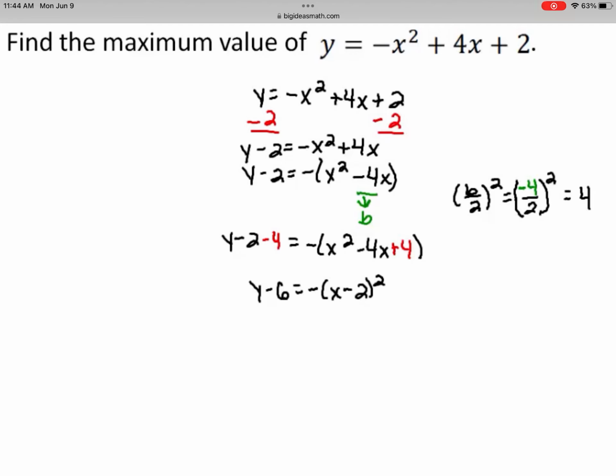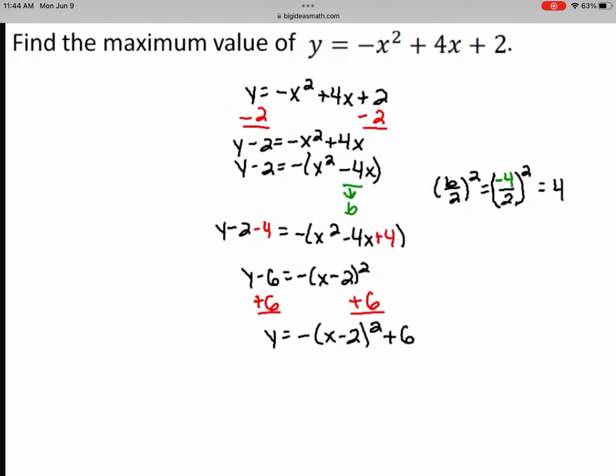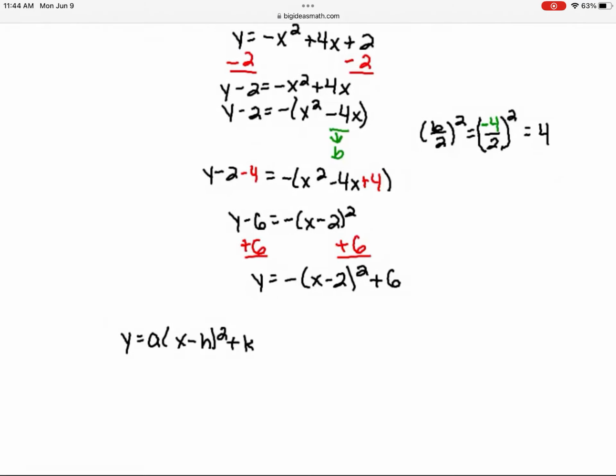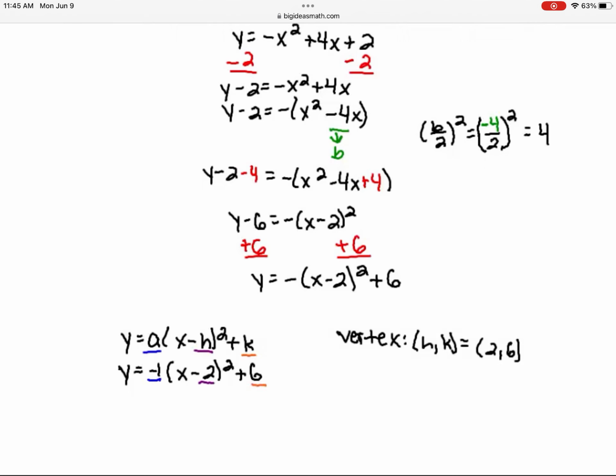Now solve for y by adding 6 to each side, giving you y equals the negative of the quantity x minus 2 squared plus 6. The equation is now of the form y equals a times the quantity x minus h squared plus k, where a is negative 1, h is 2, and k is 6. So the vertex (h, k) is (2, 6).